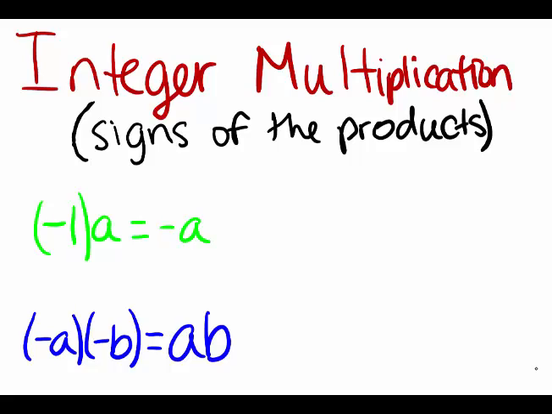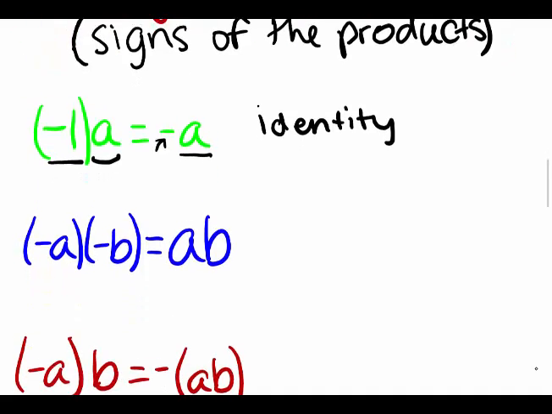Today we are learning about integer multiplication, and we're talking about theorems that help determine the signs of the resulting products. With this first theorem, you have a -1 multiplied by a, which is an integer. Using the identity property, we know that anything times 1 is going to be itself. But we still have this negative, so we have to throw that negative in there. So the answer to -1 times any integer is the negative of that integer.